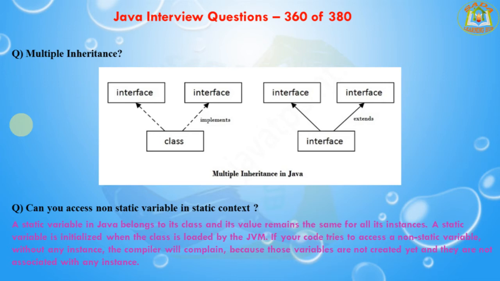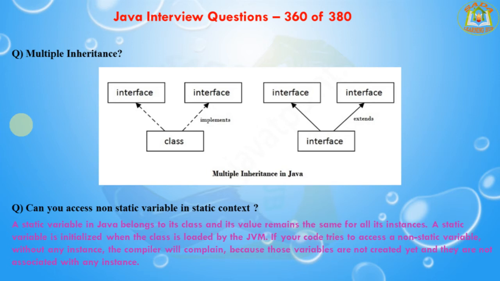The next question is, can you access non-static variables in a static context? A static variable in Java belongs to its class and its value remains the same for all the instances. A static variable is initialized when the class is loaded by the JVM.